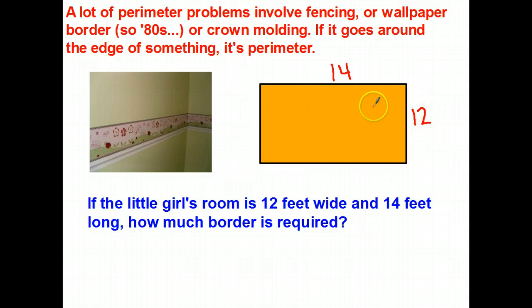Well, it's a rectangle. We'll assume that if this is 12, this is 12, and if this is 14, this is 14. So now I want to add them up: 12 plus 12 plus 14 plus 14.